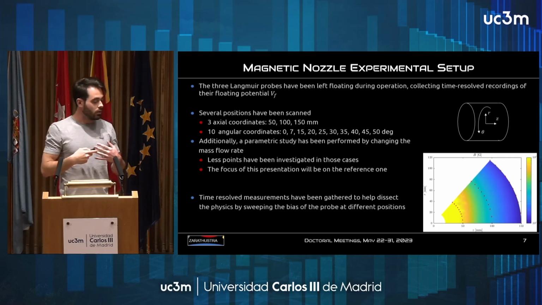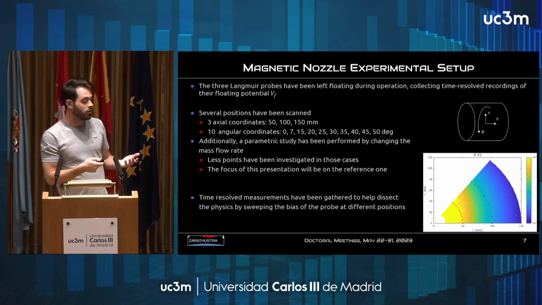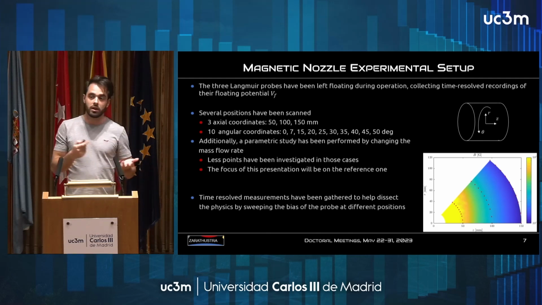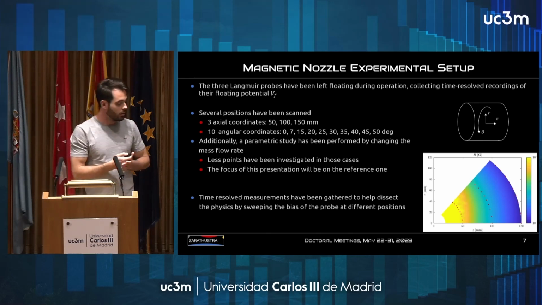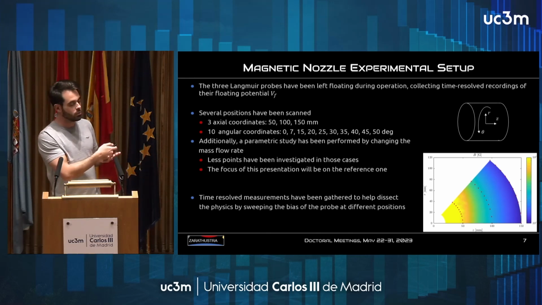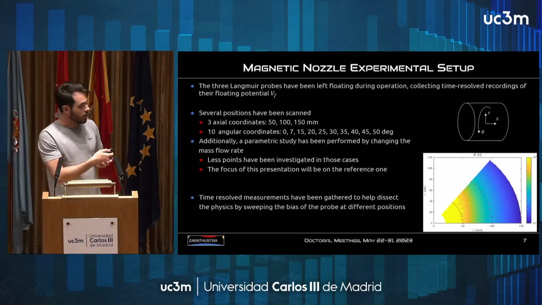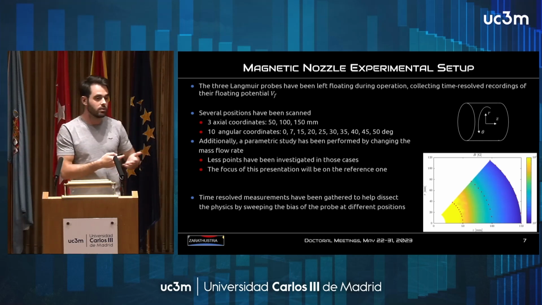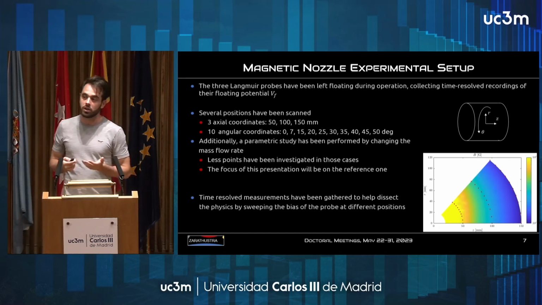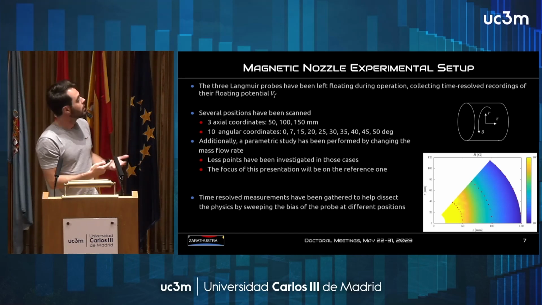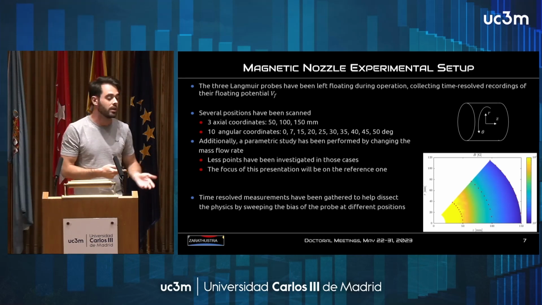We have also been changing the mass flow rate of the thruster so that you can characterize parametrically what's going on, but this presentation will mainly focus on the nominal operational regime. We also have gathered time-averaged measurements to help characterize the main parameters of the plasma, so that you can have something to dissect the physics behind.